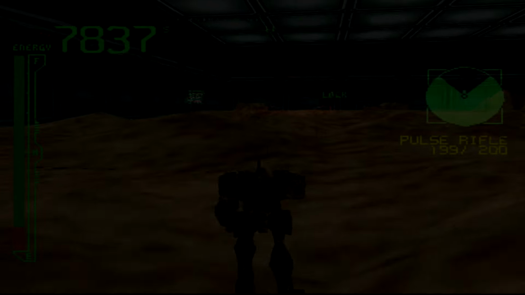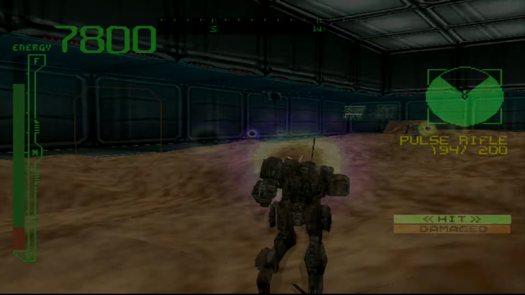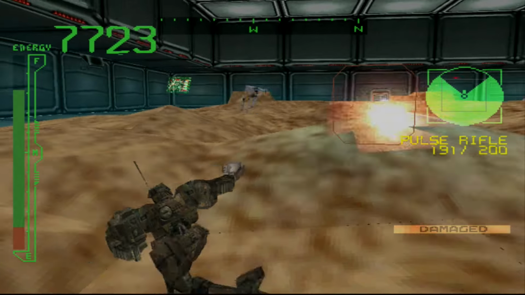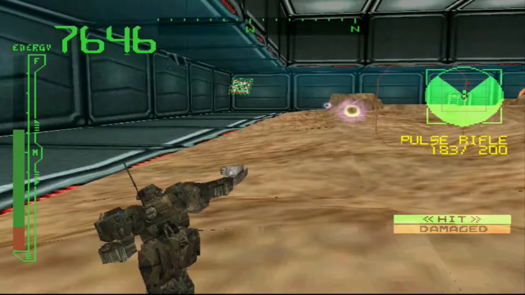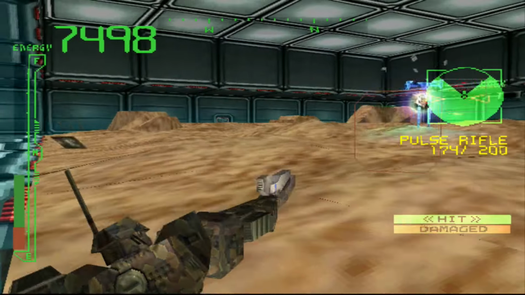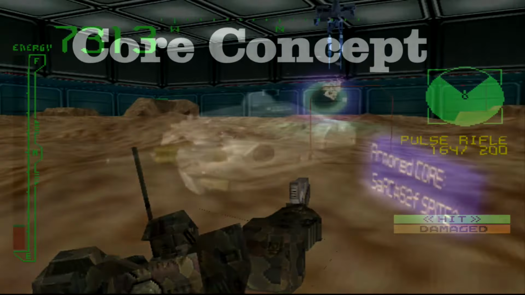Armored Core Lore, the core concept versus the core theory. What are the differences between these two, and how did they affect armored cores as a whole? I'll start with the core concept.